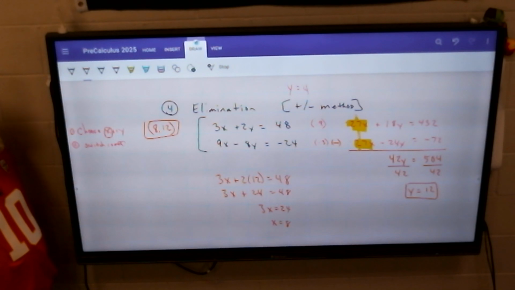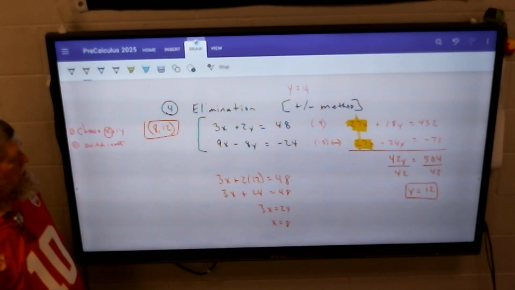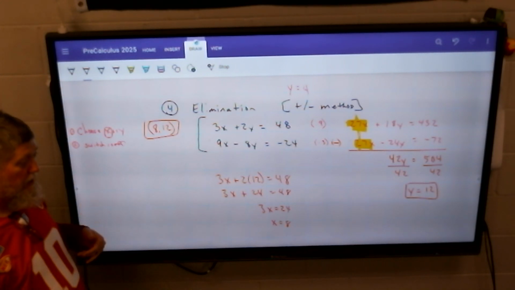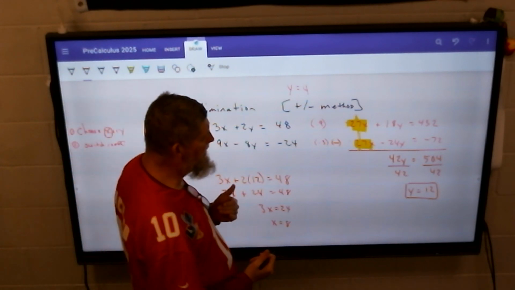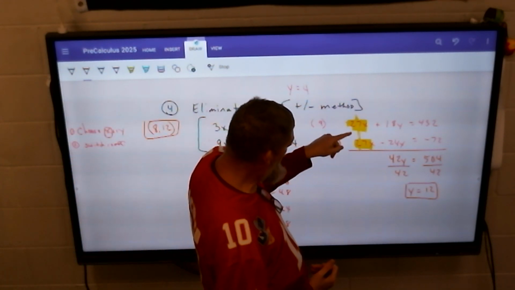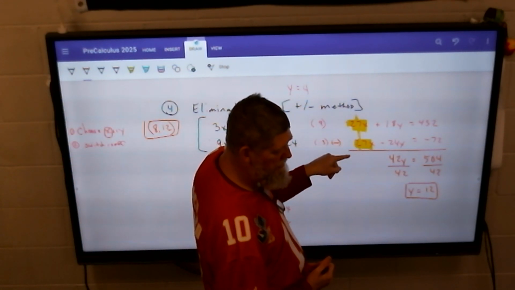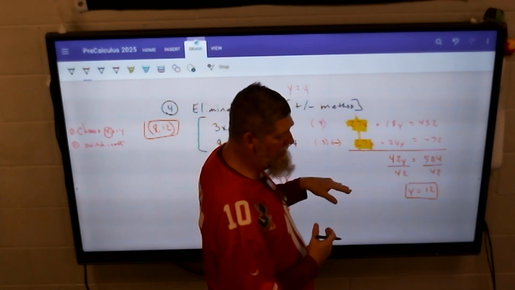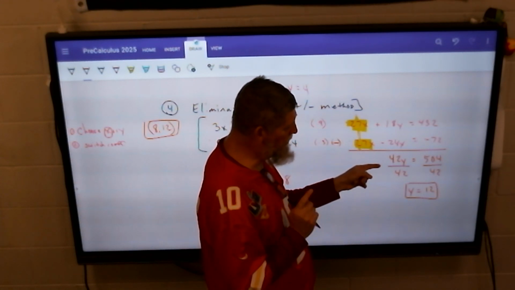Why do you add the equations together? Well, by adding the equations together, which is perfectly fine, you're eliminating the x. And that's what we want, because if I can eliminate the x, now I have one equation with one unknown I can solve.